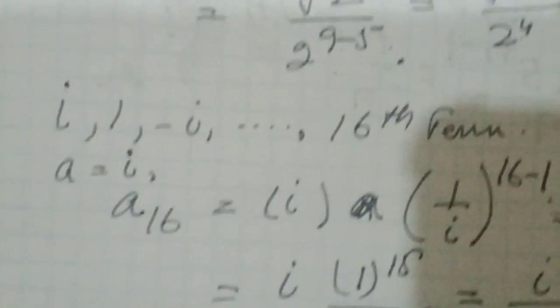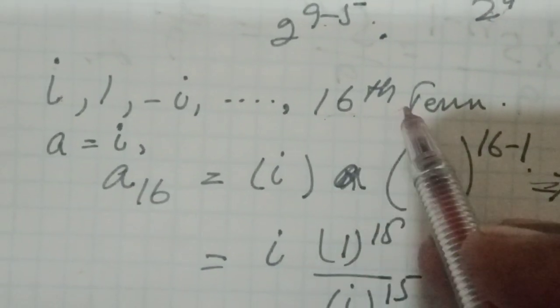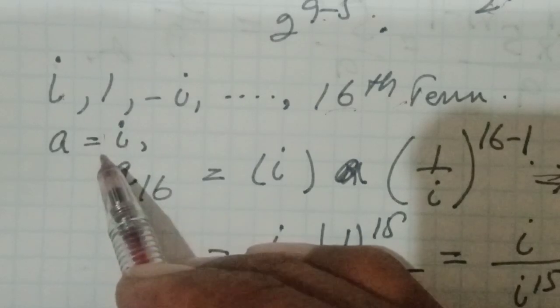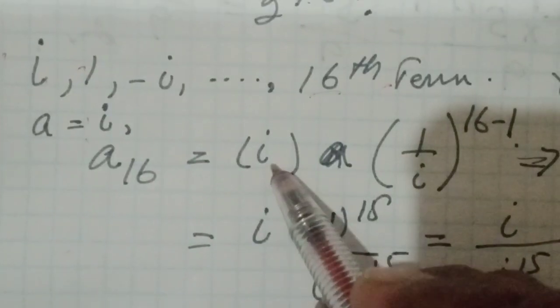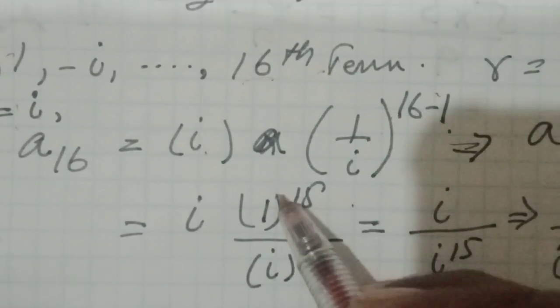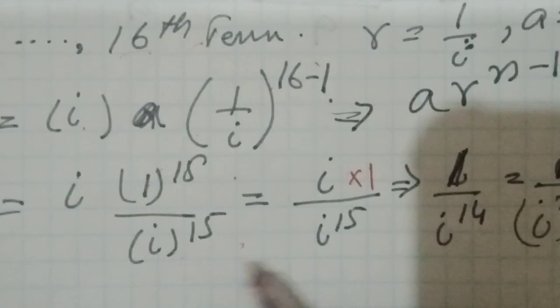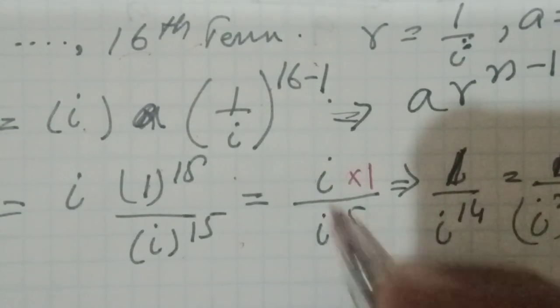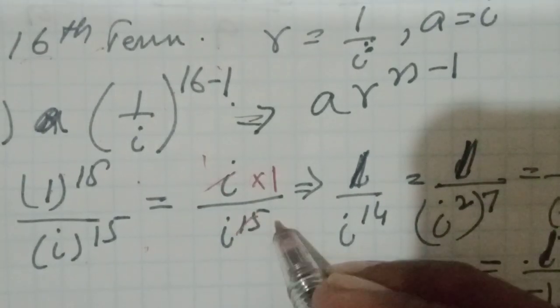Now let's take another example. Fourth, this is also a sequence, i, 1, minus i, and you have to find the 16th term. Here i is the first term A, and the common ratio R is 1 divided by i. So I am putting in the formula i times 1 upon i to the power 16 minus 1. This will give you 15, 1 to the power 15 and i to the power 15. Now 1 to the power 15 means 1, you have only 1. Now for i to the power 15, this is i to the power 1 and this is 15. You can subtract, or you can cancel this i, and the remaining power will be 14.